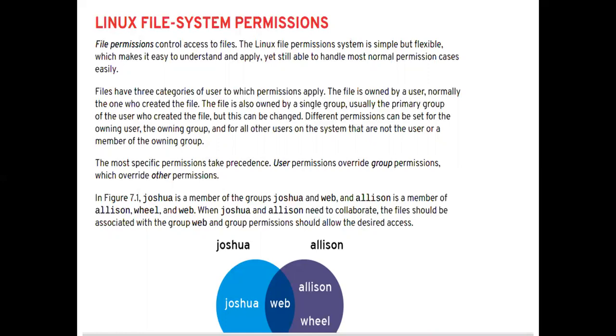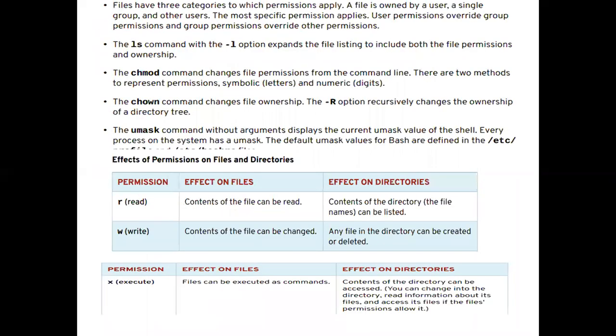So here Joshua is a member of the web group. Ellison is also a member of the wheel and web groups. Two groups Ellison is a member of. Now, since Joshua and Ellison are part of the same group, how will their permissions apply? Today we will see all those things.